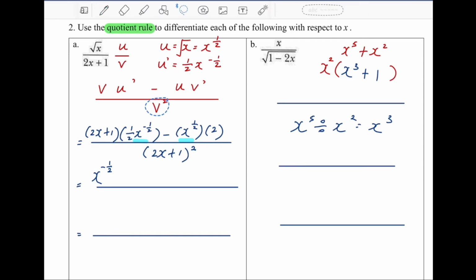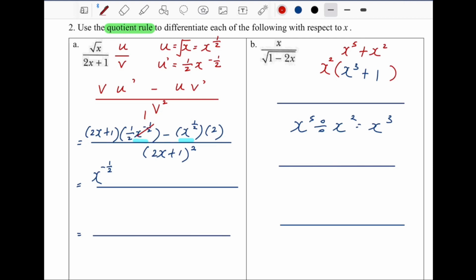What happens when we take something out? This is the original, and I'm going to take out exactly the same thing: x power negative 1 over 2, divided by x power negative 1 over 2. What is left is just 1. Do you agree with me?